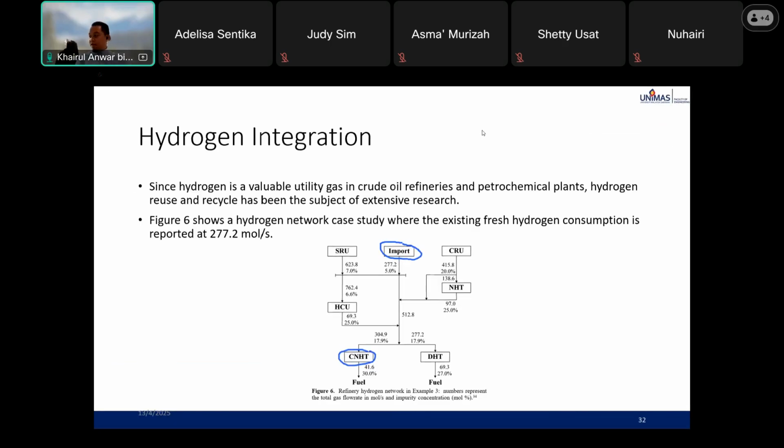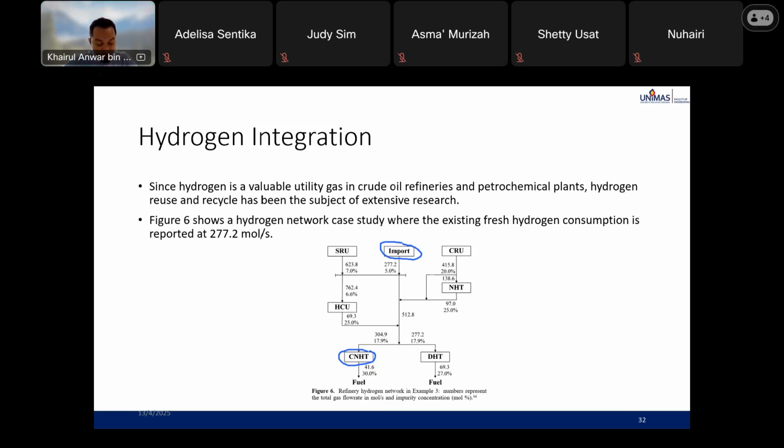Okay, sorry. We continue. This is hydrogen integration. Since hydrogen is a valuable utility gas in crude oil refineries and petrochemical plants, hydrogen reuse and recycle has been the subject of extensive research. Among the promising graphical tools are the minimum hydrogen surplus diagram and the metal reuse recycle pinch diagram, which we require you to draw.